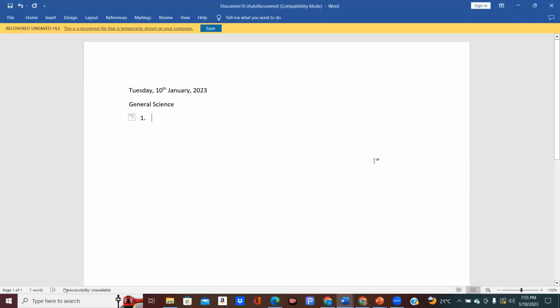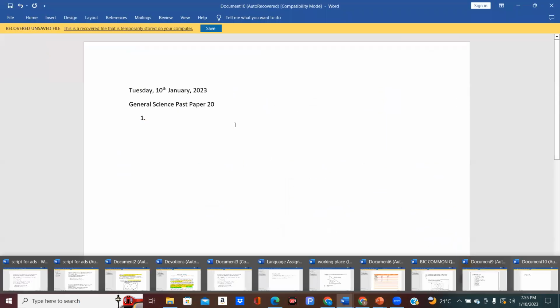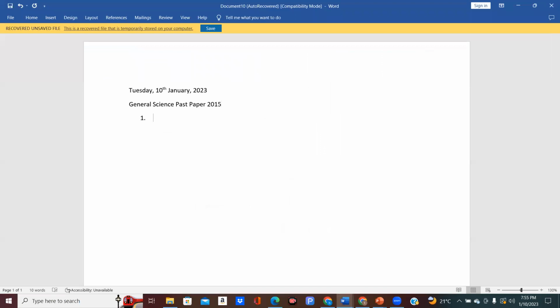What I want to see is the general science past paper. This is 2015. So number one is going to be D. And on the side you're going to put measuring cylinder. Okay. So I want you to label it. Number it just like this, and that's how you're gonna do your notes.